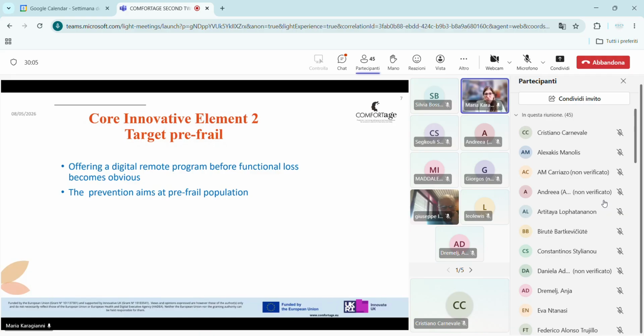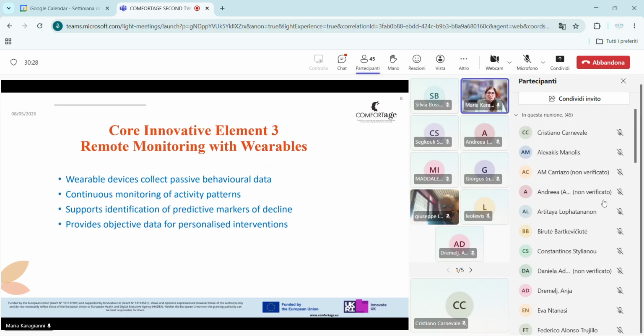So the second core innovative element is the pre-frail population in a remote program. Most of the studies aim at frail older adults. Here the aim is for the pre-frail, who haven't yet lost their functions, where it's not obvious in terms of functional or physical loss. A third element is the use of wearables. We have wearable devices to collect passive behavioral data and continuous monitoring of activity patterns, which supports identification of predictive markers of decline and provides objective data for personalized interventions.